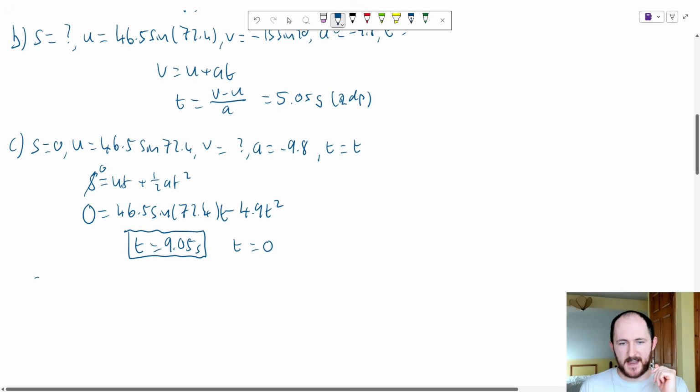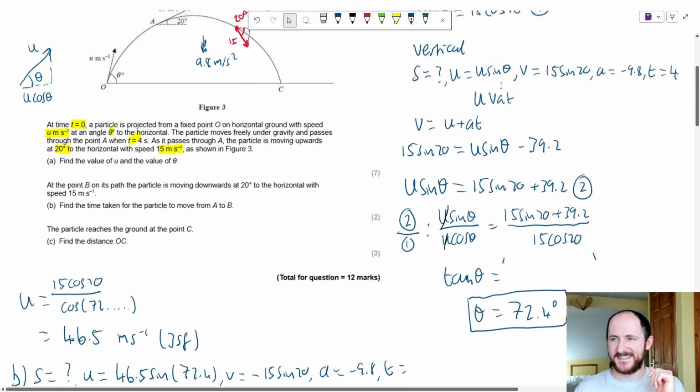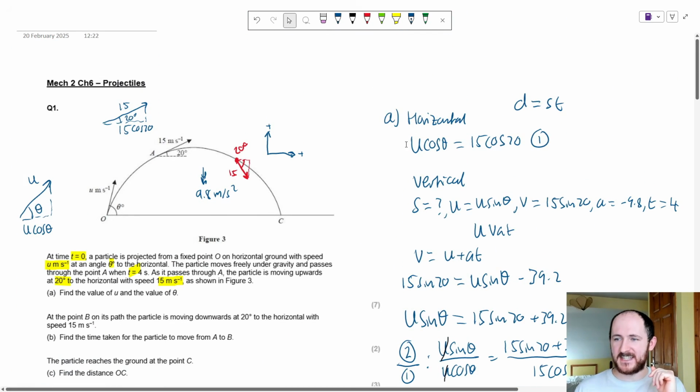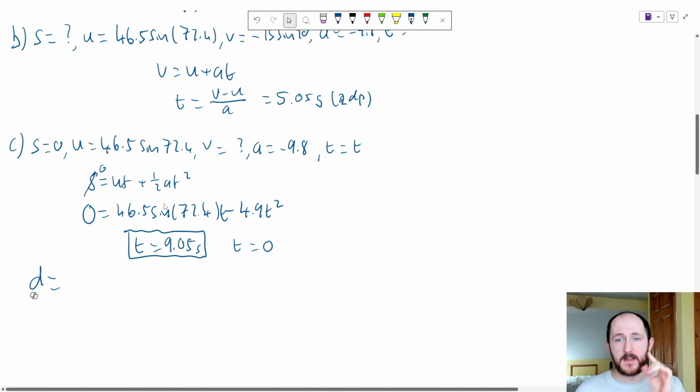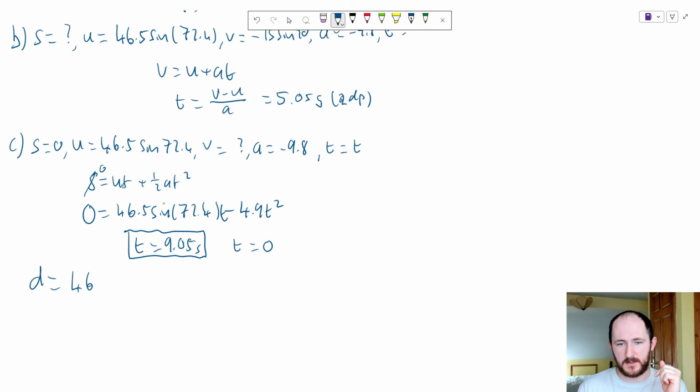So the distance now is the equation I originally had. It's u cos θ, so it's 46.5 cos 72.4, times 9.05.